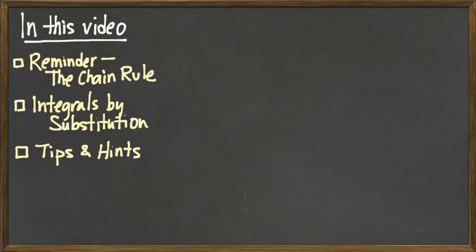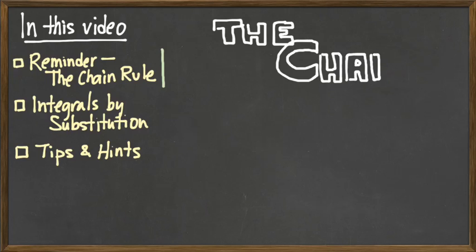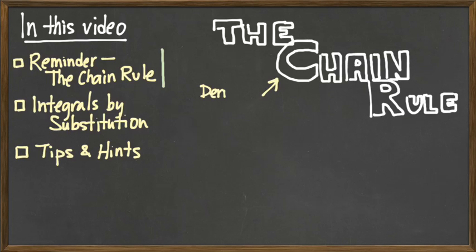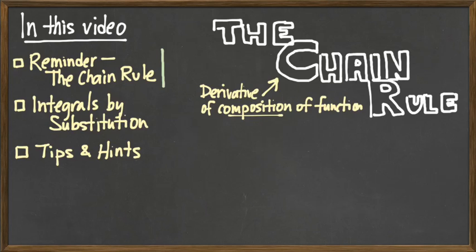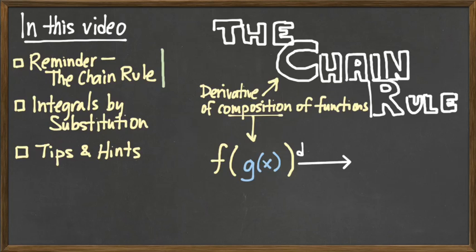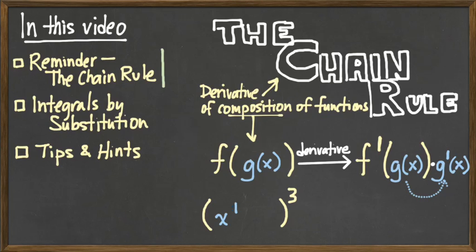So what's the chain rule? Remember, the chain rule is a rule from derivative calculus. It tells us how to take the derivative of a composition of two functions. Remember, a composition of two functions is when we feed the output of one into the input of another. In notation, that would be something like f of g of x. And the chain rule says that the derivative of f of g of x is the derivative of f evaluated at g of x, so you take the derivative of the outer function evaluated at the inner function. But then you multiply that quantity by the derivative of the inner function.